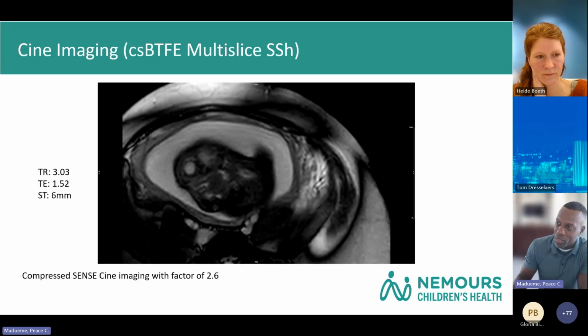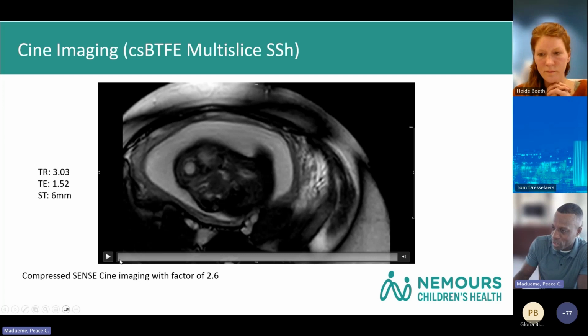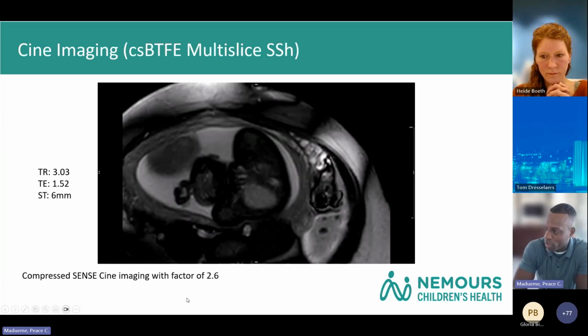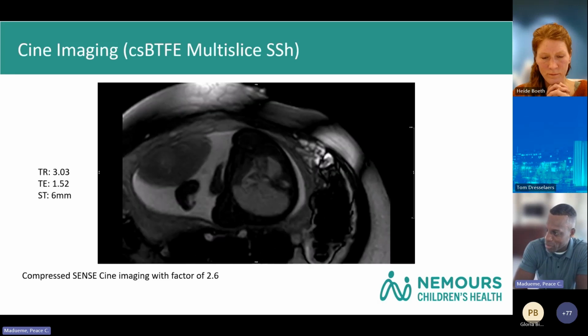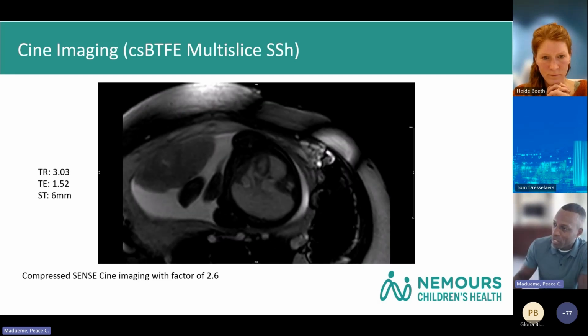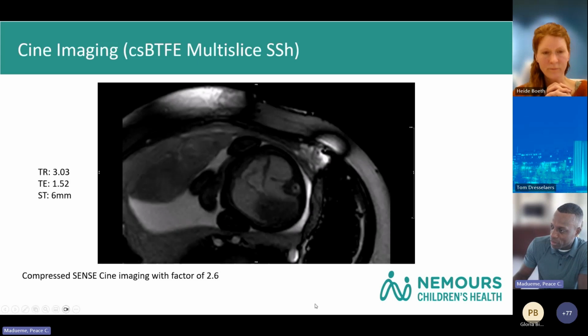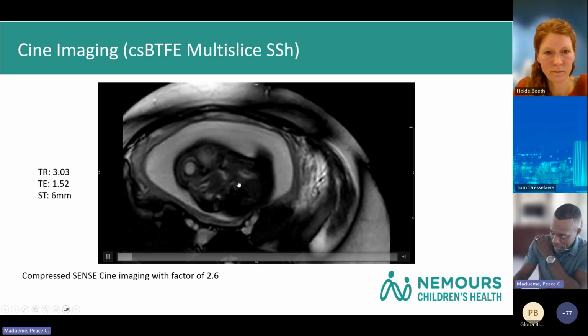So because of that, and we did that in multiple planes, coronal, sagittal, and tried to improve the image quality. Because of that, we switched to a compressed sense BTFE multi-slice single shot. Here are the parameters here. This first sequence was a slice thickness of 6 millimeters. The compressed sense factor was 2.6. And we felt that the images were a little bit better with this, so we stuck with this for the remainder of the scan.